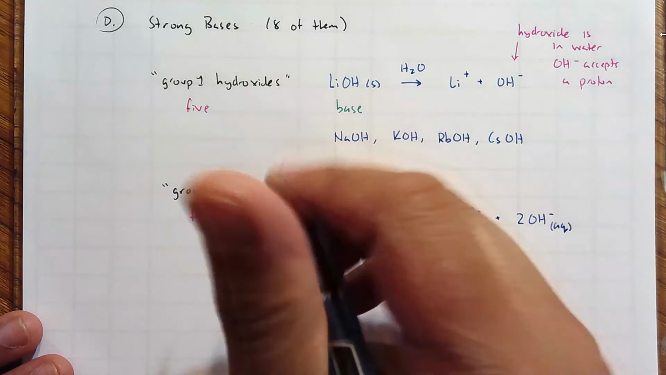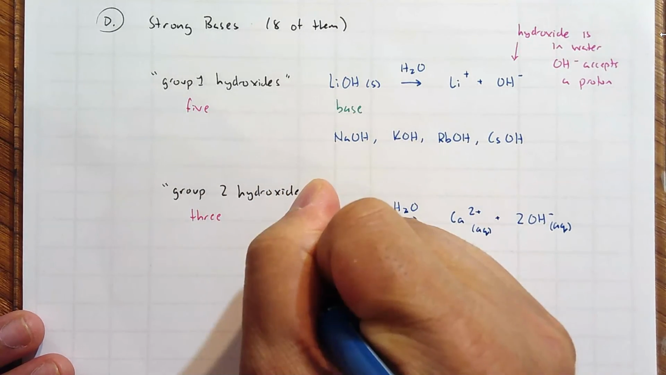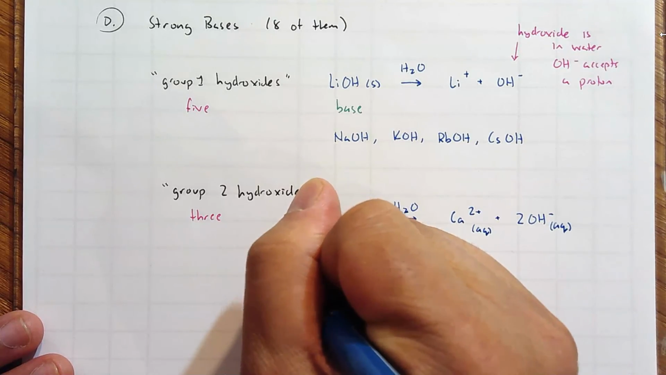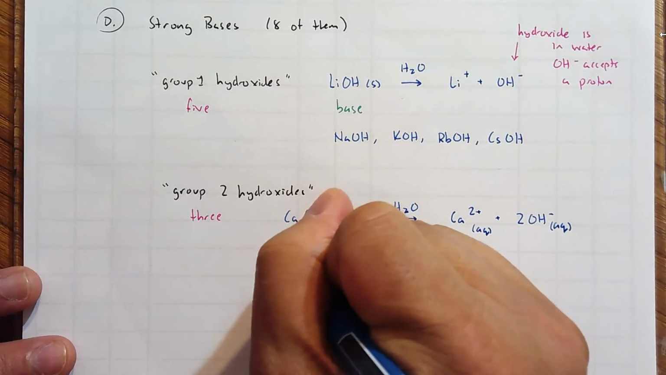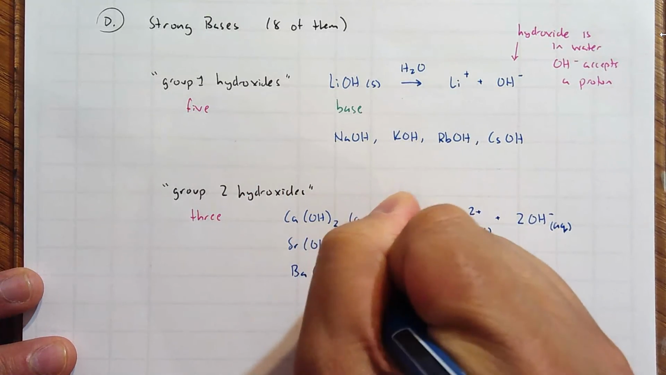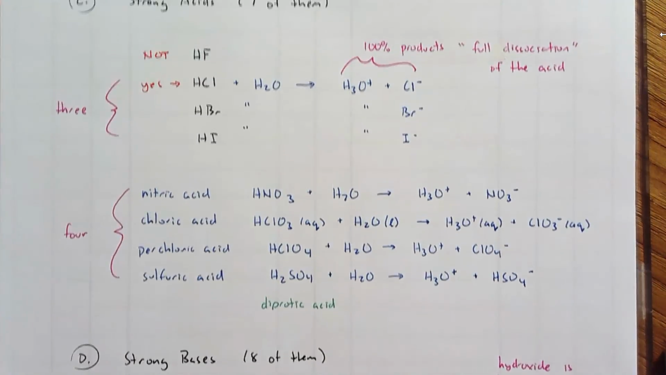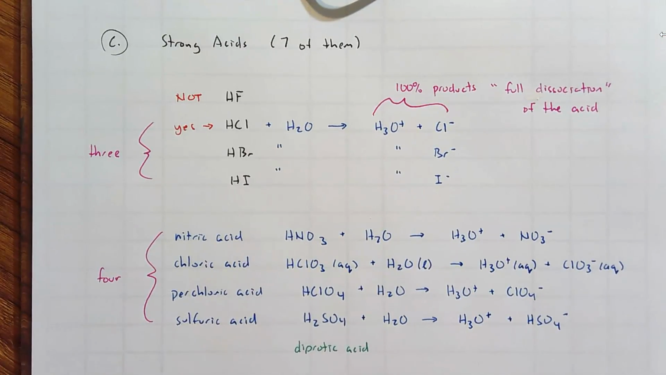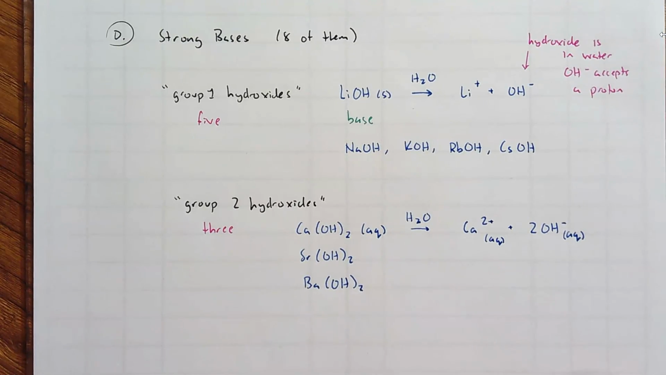So we have calcium hydroxide, strontium hydroxide, and, oh boy, barium? Yep, barium hydroxide, group 2. Okay, that's all I want to say for this video. Those are the 7 strong acids you should definitely try to memorize. And these are the 8 strong bases that you should definitely try to memorize.